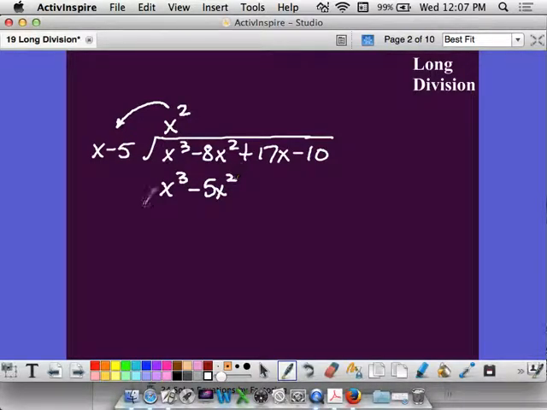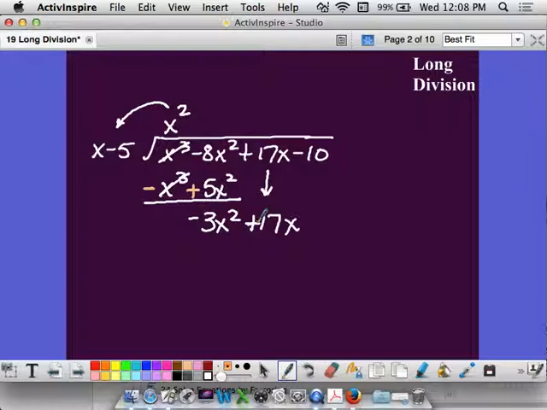Then we're going to draw the line, and we're going to change both signs, negative, positive. And I'm going to combine like terms. The x cubes are going to cancel. Every time that first term will cancel. Then I add it up. Negative 8 and positive 5 is a negative 3x squared. Bring down the next term, positive 17x.